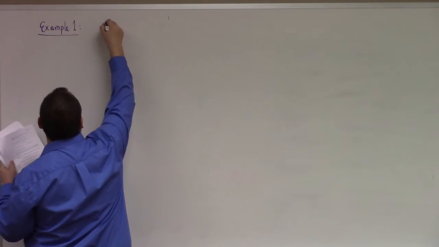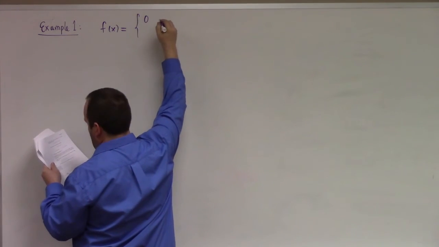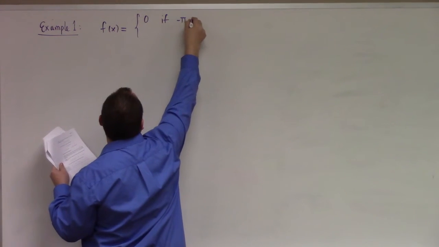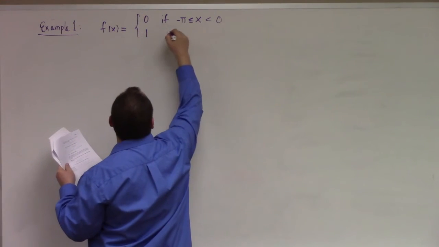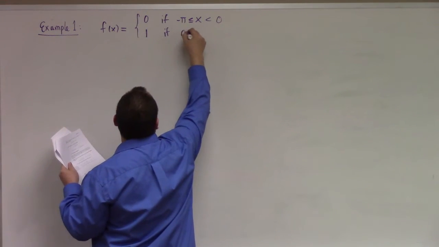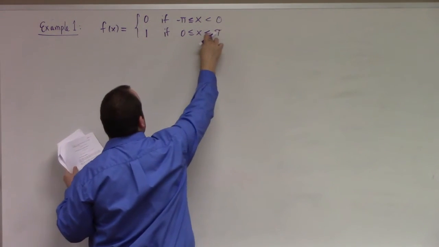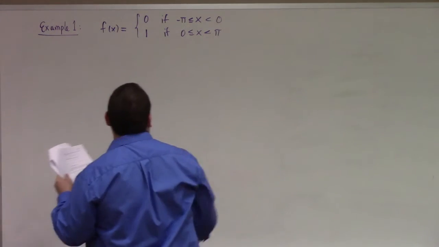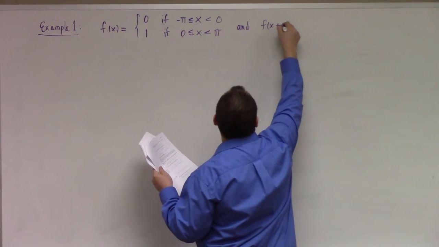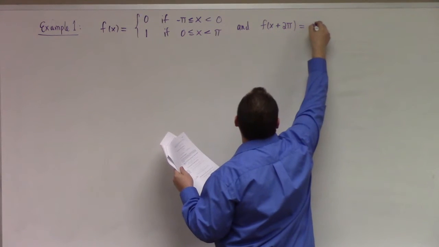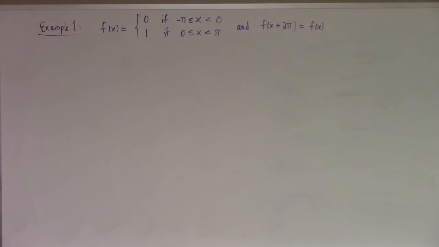So here we have f of x equal to 0 if minus pi is less than or equal to x is less than 0, and 1 if 0 is less than or equal to x is less than pi. And f of x plus 2 pi is equal to f of x. So he's giving us what's called the square wave.